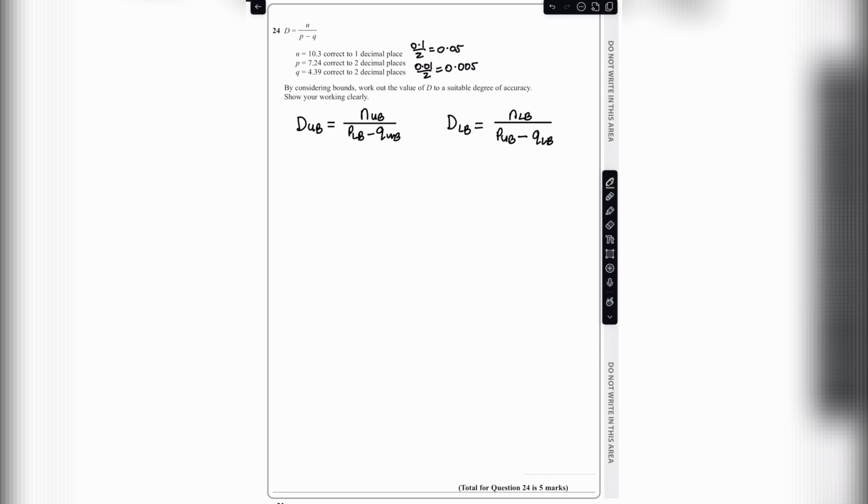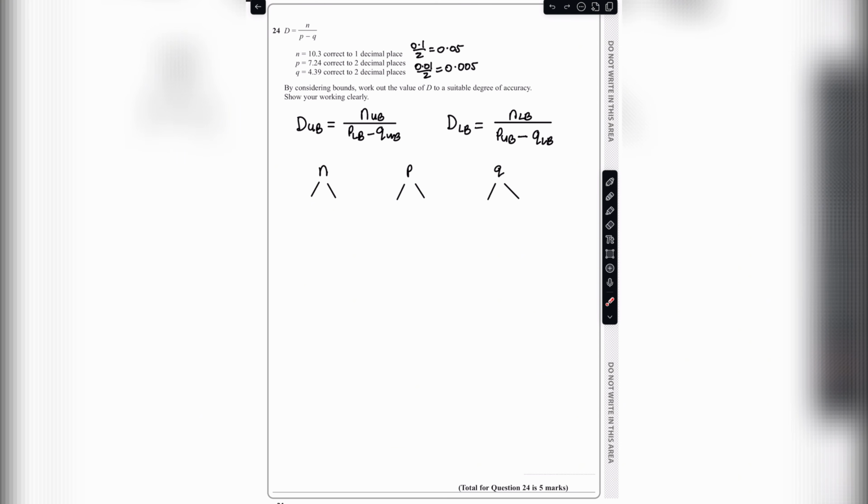And in case any of you were wondering how we know this, remember that if you want your value to be as big as possible, your numerator needs to be as high as possible and your denominator needs to be as small as possible. And if you want your value to be as small as possible, your numerator needs to be as small as possible and your denominator needs to be as large as possible.